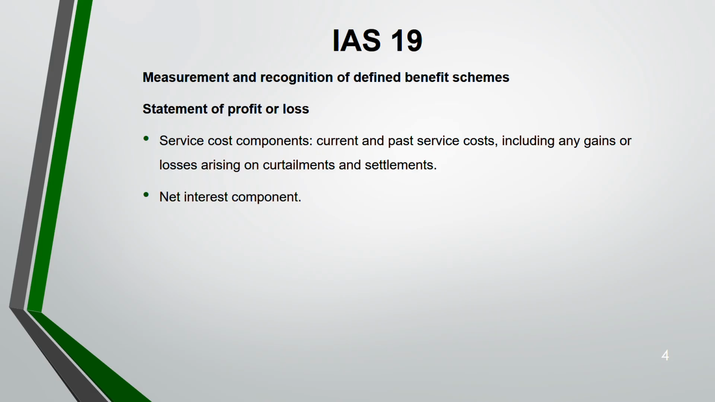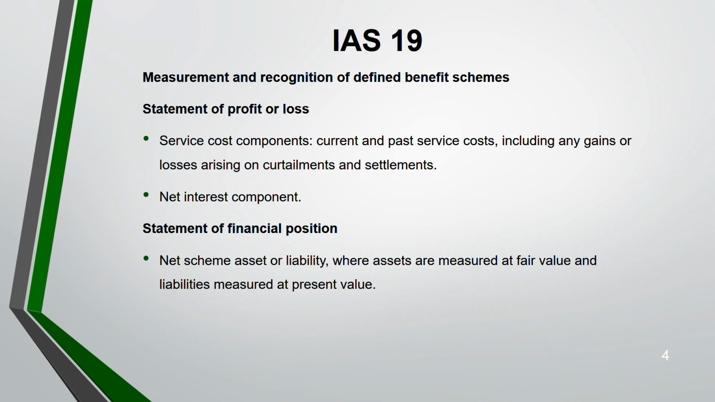The next item that goes in your profit and loss is the net interest component. Like any liability, interest will be charged; here also it's like that. Next, statement of financial position. So in your profit and loss, three things go: current and past service cost, gain or loss on curtailment and settlement, and the net interest component.